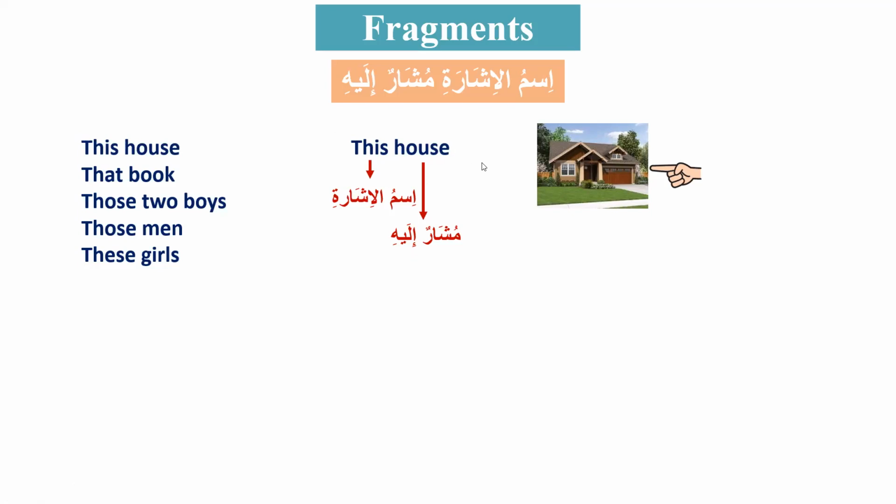Let me pick somebody here. Musab Iqbal. Assalamualaikum. Walaikum salam. So in this fragment, this is ismul ishara and house is musharun ilay. How about the second fragment here? That book. The that is the ismul ishara because it's pointing to the book, and the book is the musharun ilay because it's being pointed at. So book is what? The musharun ilay. Very good.